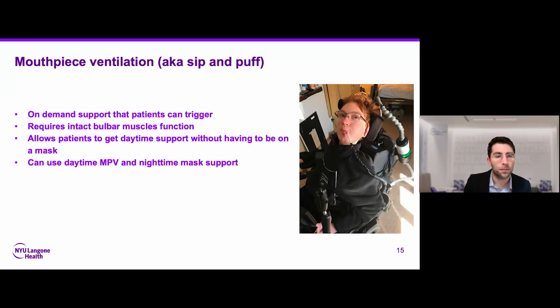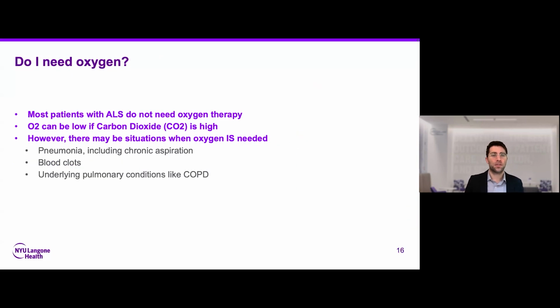Okay. This comes up a lot with our patients: do they need oxygen? And I think there's a fair amount of misconception about this. Most patients with ALS do not need oxygen therapy. ALS, while it affects the nerves and the muscles, doesn't fundamentally affect the lungs themselves. And there's not a reason for most patients why they will need oxygen therapy at all.